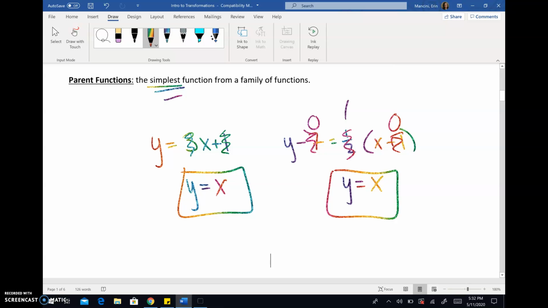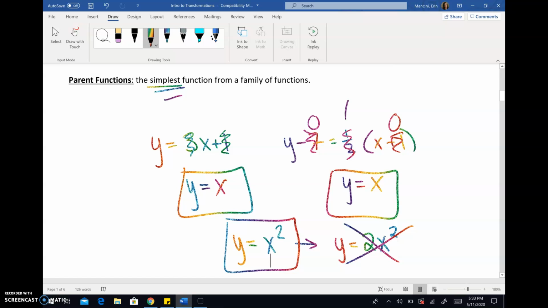Okay, we should be familiar with a parabola more or less, right? A parabola is like y equals x squared. That's the parent function for a parabola, okay, because it's the simplest. You don't have anything added, subtracted, multiplied, or divided. Okay, if you had y equals 2x squared, that would not be the parent function because it has the 2 there in front of it. So it's not the simplest function.